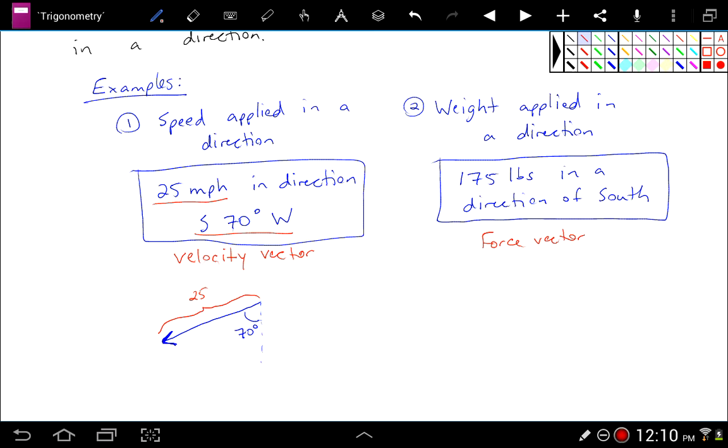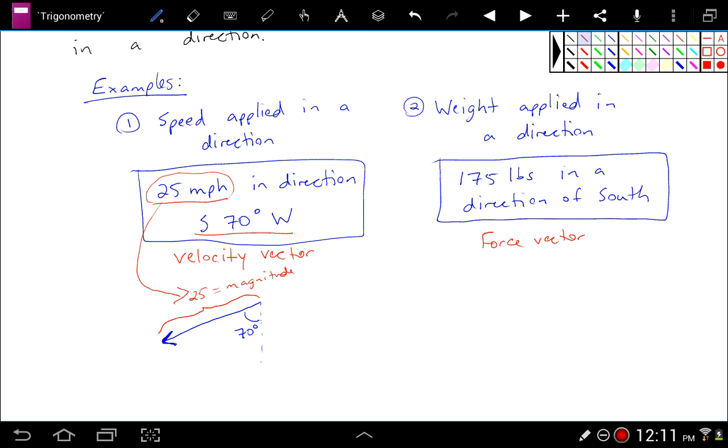So this is the magnitude. So specifically in a velocity vector, the speed is the magnitude. More than likely we'll look at some applications of velocity vectors later, so that'll be important to know.